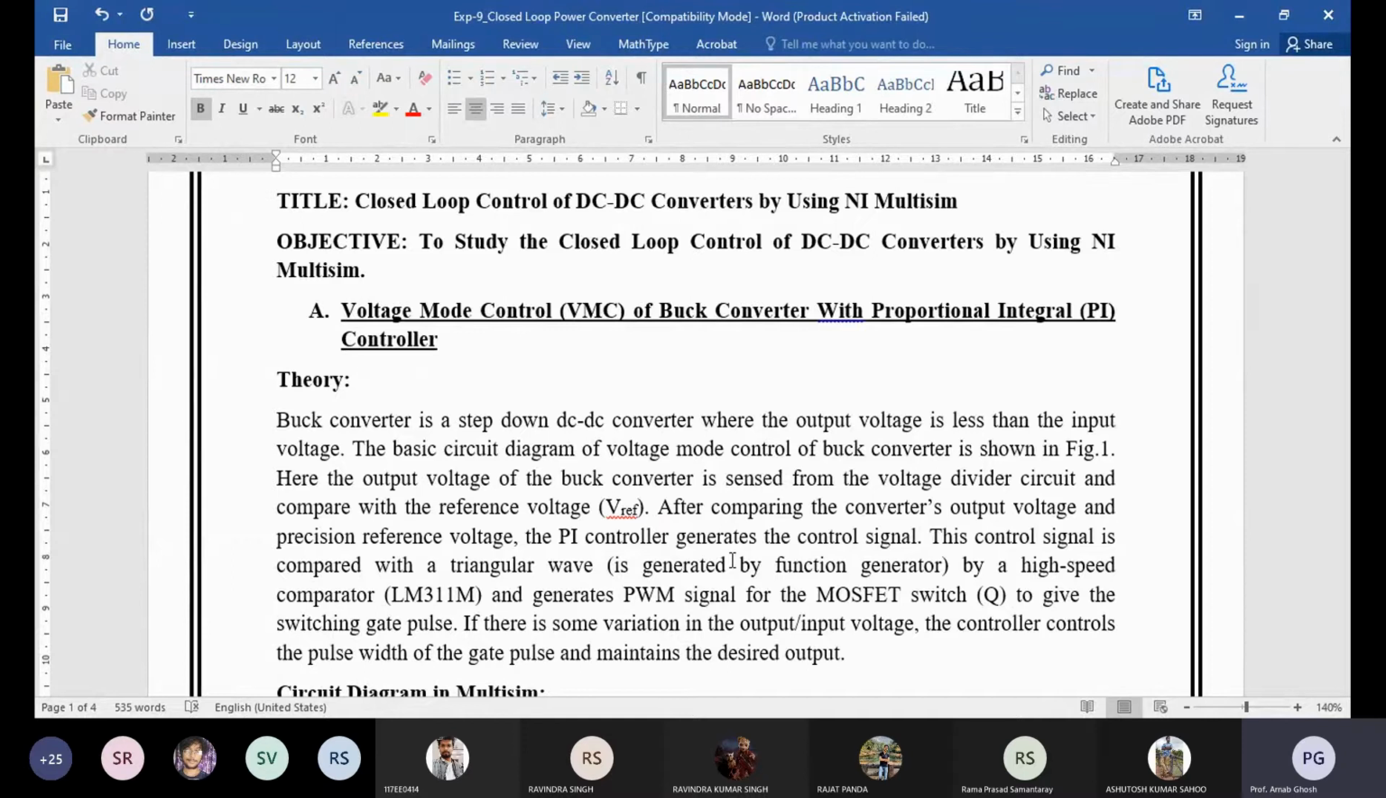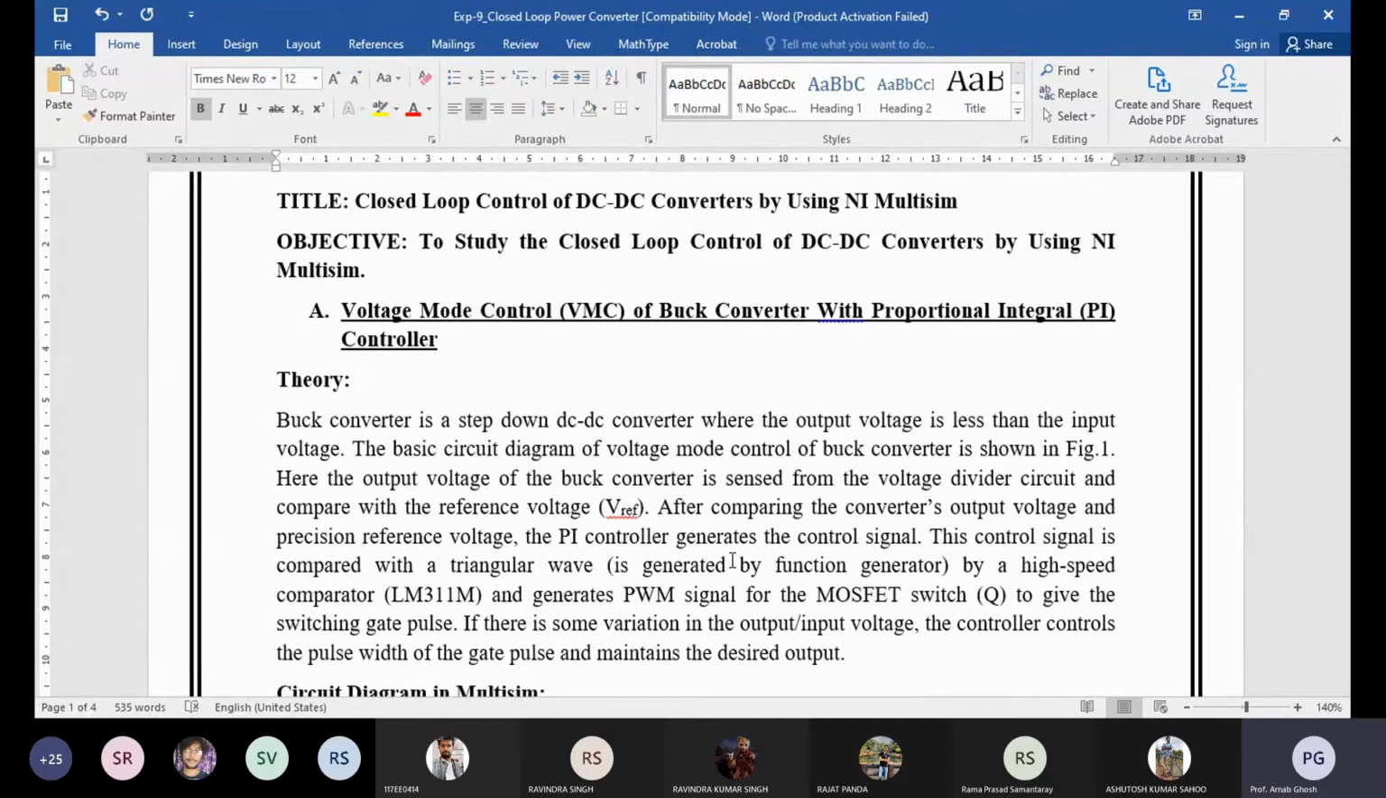Okay, if your armature voltage is varying, definitely the motor speed will vary from 0 speed to maximum base speed, means rated speed. So what happens if the motor shaft is connected through a tacho generator?